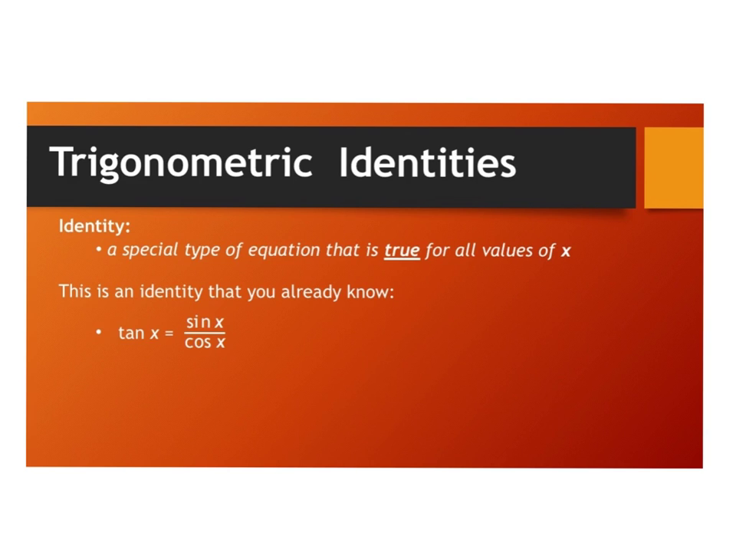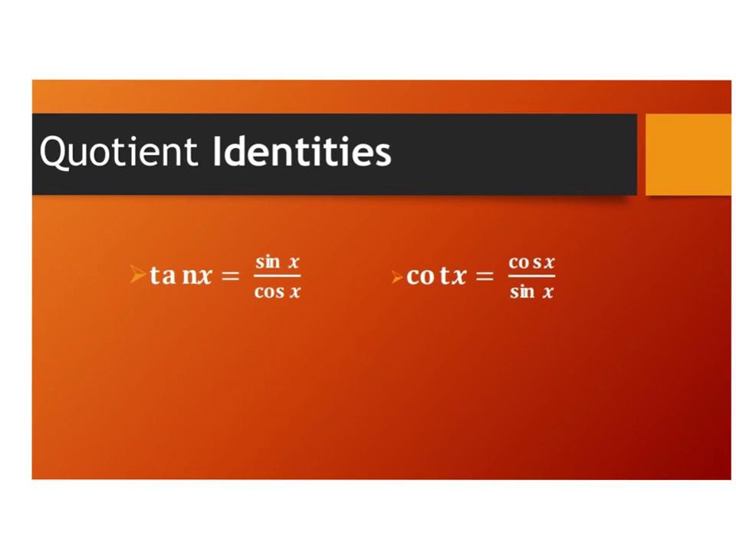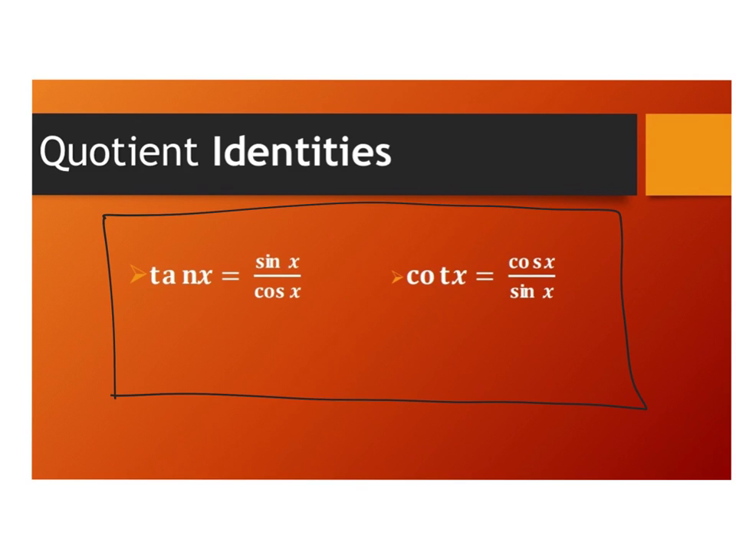And then one of the identities that you should be familiar with is tangent. Remember, tangent of x is always going to equal sine of x over cosine of x. This would be a good place to pause the video. On your notes, make a section that says quotient identities, and put a box around tangent of x, which is sine of x over cosine of x. And remember, tangent of x and cotangent are reciprocals, so the cotangent of x is just the reciprocal of tangent of x.